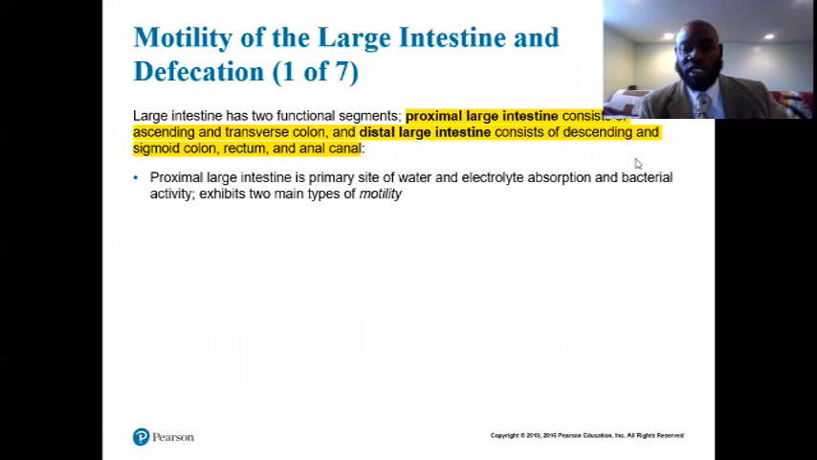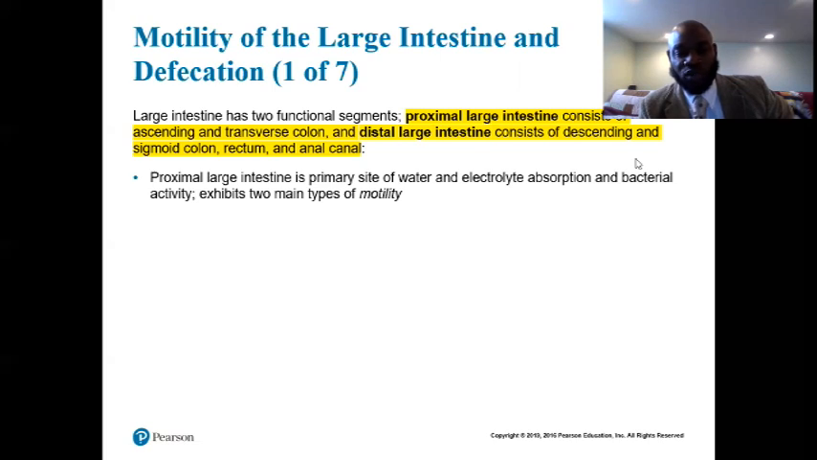All right, now let's talk about motility. Large intestines has two functional segments: proximal large intestine, which is the ascending and transverse colon. So ascending, transverse, and then the distal large intestine, which is the descending sigmoid, where it curves, and then down to the rectum and anal canal where it comes out. Proximal large intestine is primary site of water and electrolyte absorption and bacterial activity. All right, so your gut flora, and also water and electrolyte absorption.